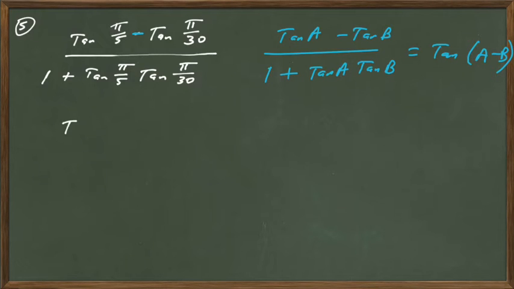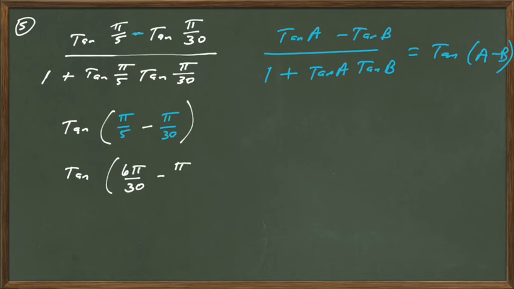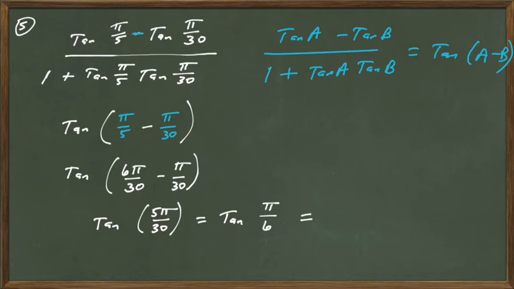So this would be the tangent of, what's A? Pi over 5 minus, what's B? Pi over 30. So pi over 5 is 6/30 minus 1/30 leaves me 5/30. 5 over 30 simplifies to 1 over 6. And I think I know this trig value from my trig table.